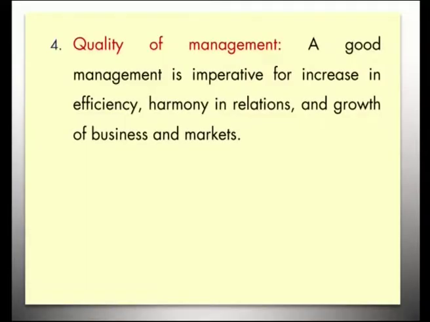The fourth M is management, quality of management. A good management is imperative for increase in efficiency, harmony in relations and growth of business and markets.